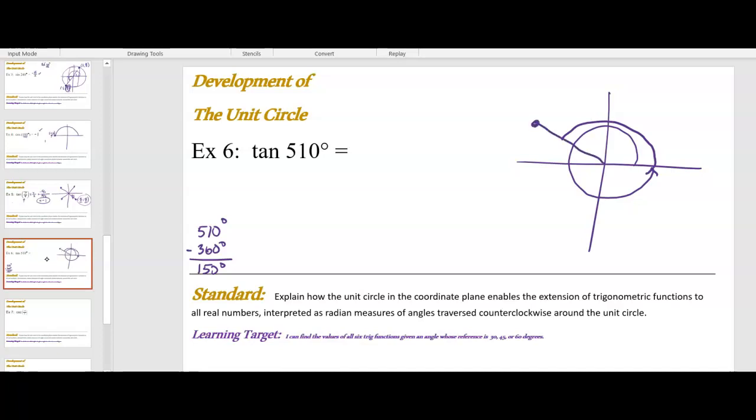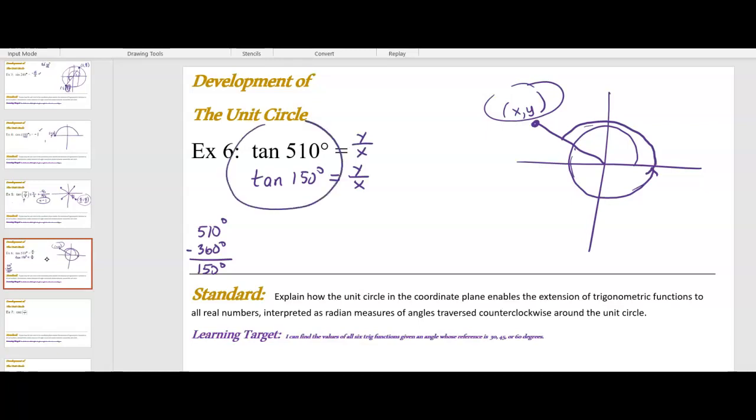So I want to make this clear right out of the gate. If I take a 510-degree angle and then I subtract 360, that doesn't change my x and my y. Therefore, that doesn't change tangent of 510. So I can now find tangent of 150 degrees, which is going to be y over x. Well, tangent of 510 degrees is the same y over the same x. So these two values will be exactly the same.